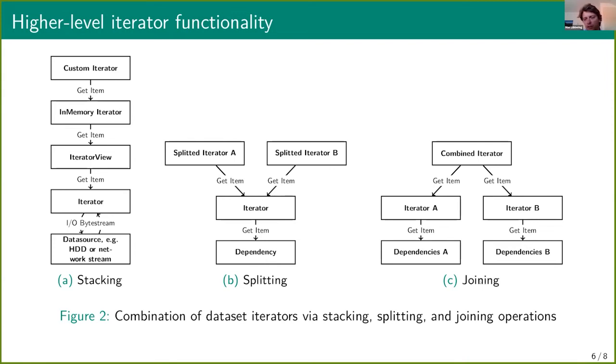And then finally, we have the joining operation, which means that we have, in this case, multiple base iterators, iterator A and iterator B, and they can be merged into a single combined iterator. This comes in very handy when you have a train, val, test split, for instance, which does not really reflect your use case, and you want to have different splits. In this case, you merge them into this combined iterator, and then you could work with a splitting on top of this combined iterator to get your custom split.